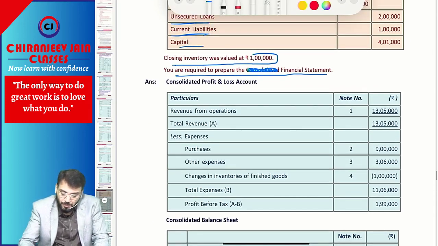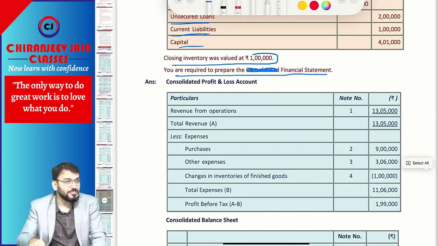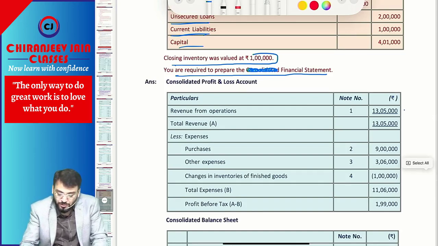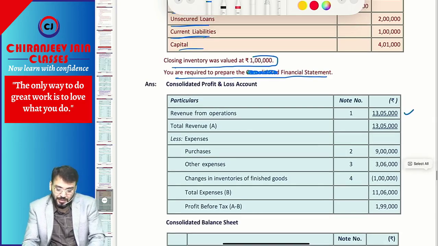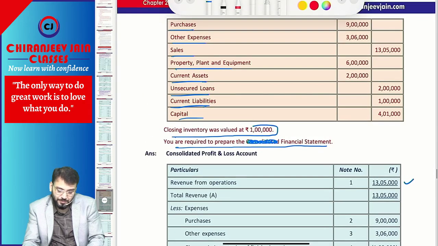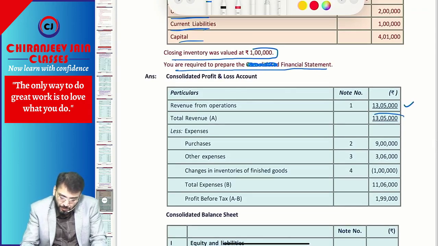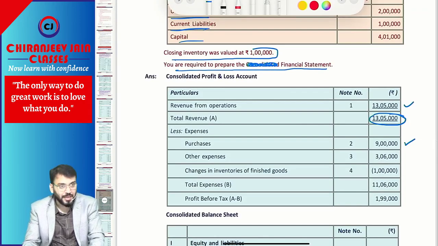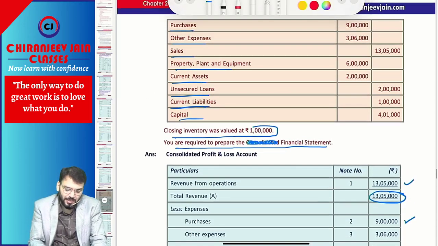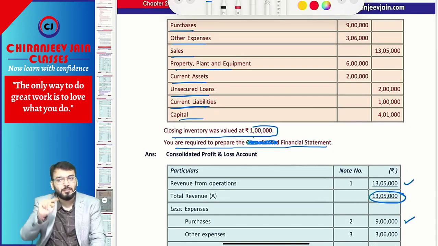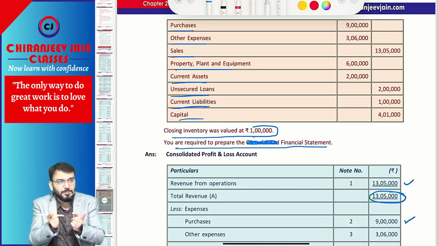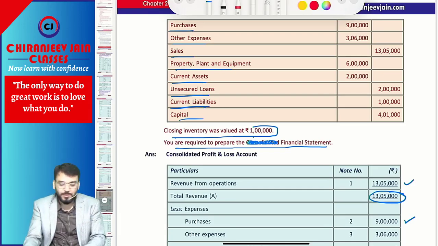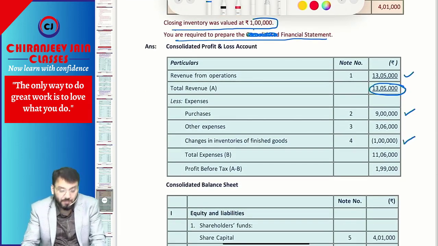Tell me, revenue from operations, because it is a company. Company means in format. So, revenue from operations total is given how much? 13,05,000. Sales given. Then total income how much? 13,05,000. Then purchase given how much? 9 lakh. Okay. Then one changes in inventory will come. Opening stock is nil, but closing stock is given 1 lakh. So changes in inventory will be negative, because closing stock is more than opening stock. Very good. So changes in inventory is 1 lakh.